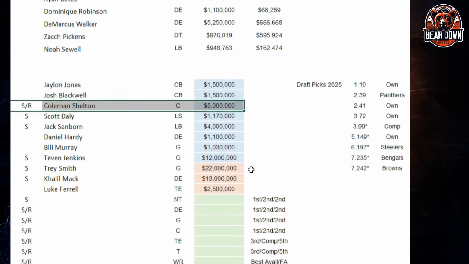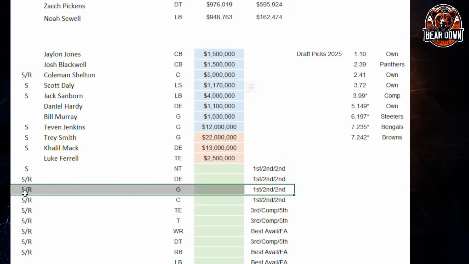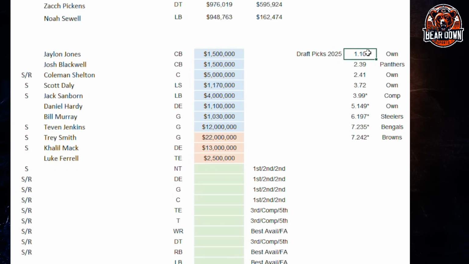I'm not saying we don't. I'm saying right here, first and second round picks need to be center and guard. And this is why I like the idea of trading down from here.